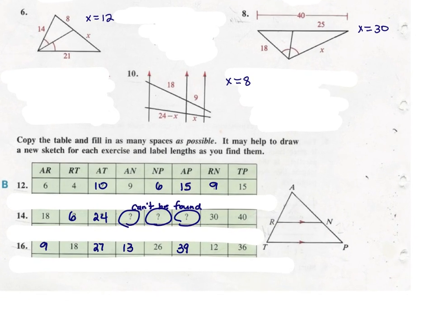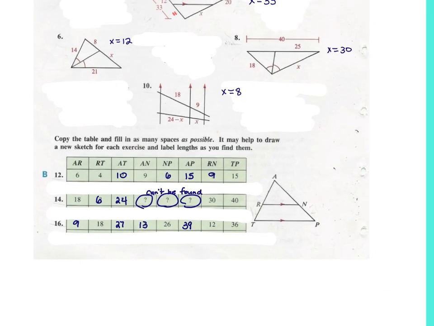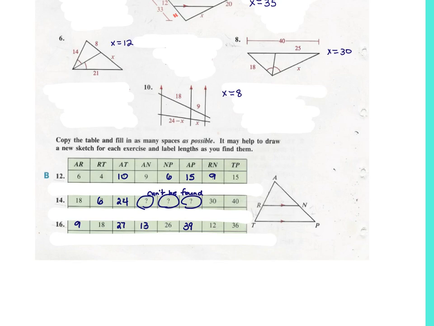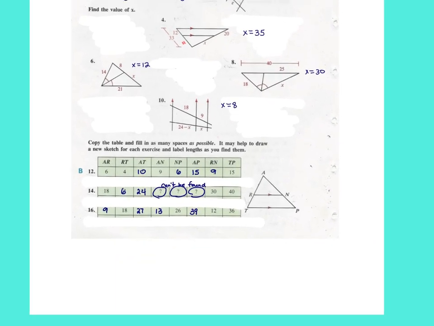12, the missing side lengths there. AT is 10, NP is 6, AP is 4, RN is 9. 14, RT is 6, and AT is 24, but you cannot find the other 3. There's not enough information there. You needed one more side length. 16, AR is 9, AT is 27, AN is 13, and AP is 39. Questions on those? Yep.